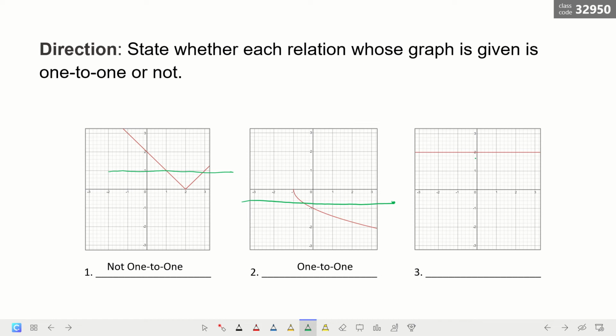For our graph 3, we can see that this horizontal line intersects many points. It infinitely intersects our x, many x's. So, therefore, this is not one-to-one. Constant functions are not one-to-one functions. Even if you restrict its domain and range, a constant function cannot be defined as a one-to-one function.